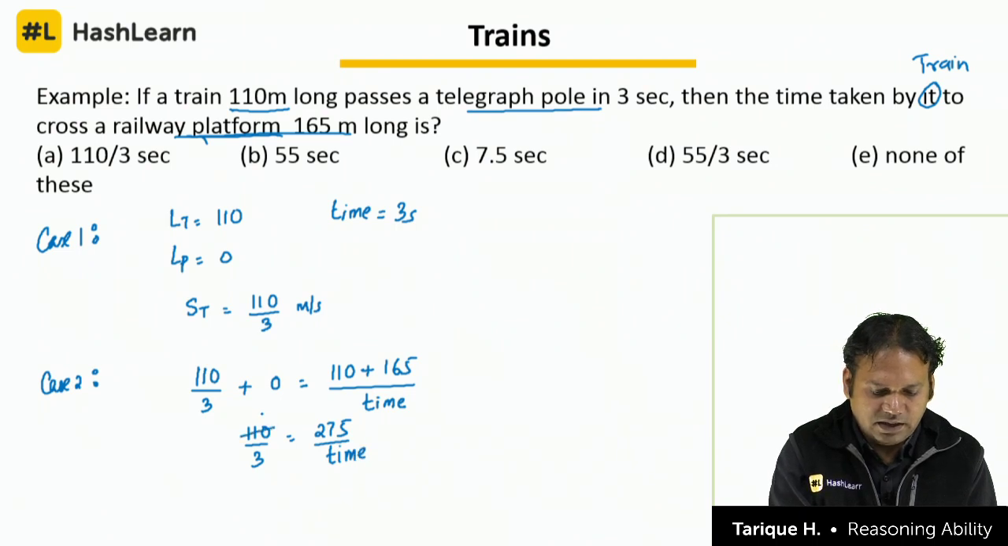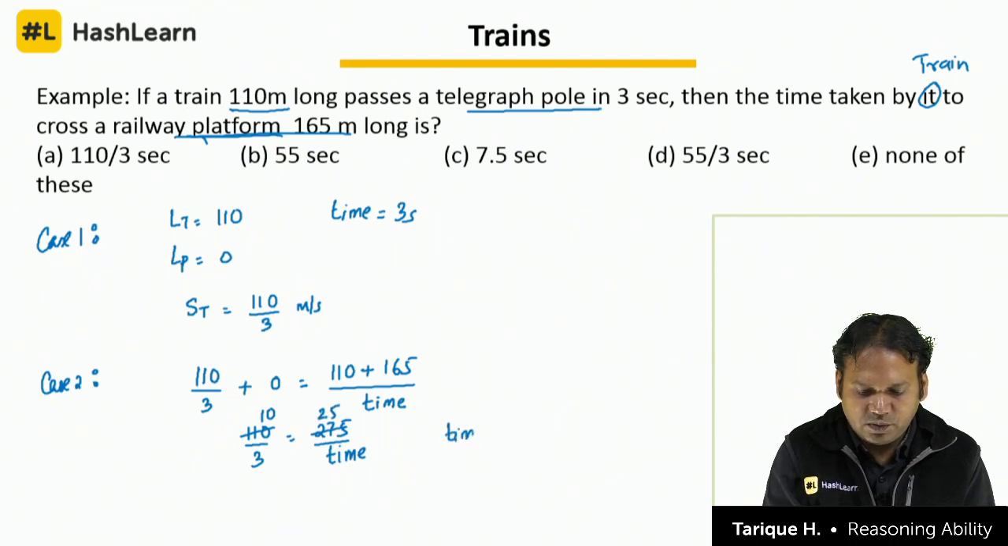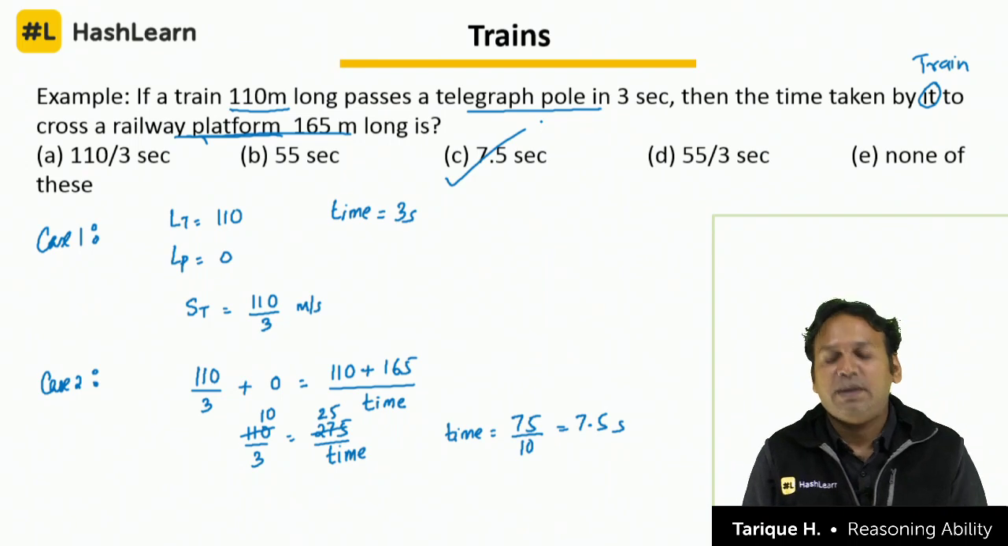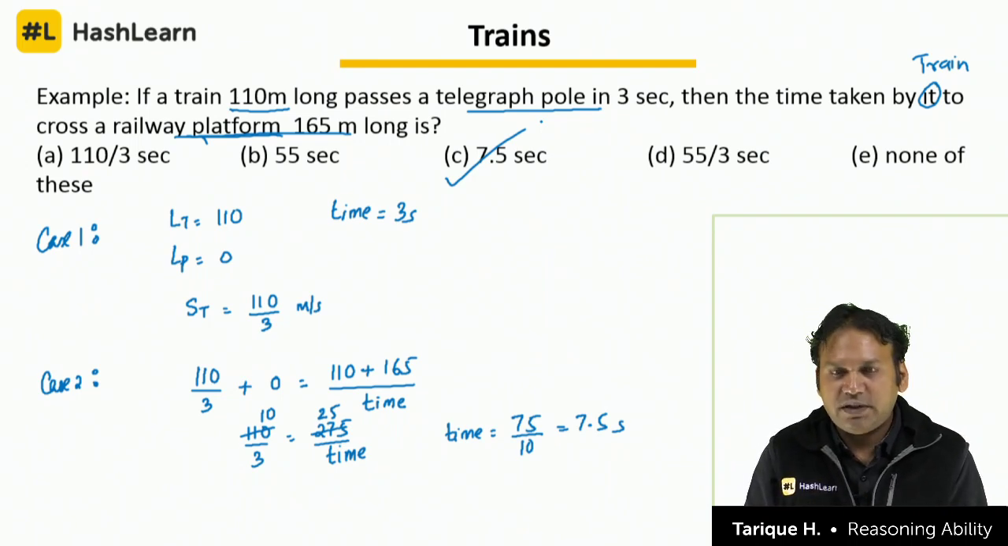11 cancels 110 10 times, and 275 25 times. So time is equal to 75 by 10, 7.5 seconds. That is answer option C. Okay, that is the answer for this question.